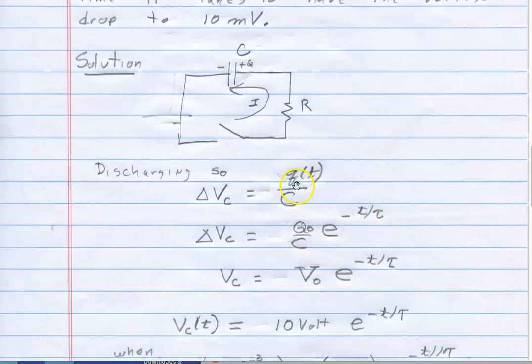And I know that for the discharging case, the charge on the capacitor is its initial charge, and it dies off exponentially. So for Q of t, I've got Q naught e to the minus t over tau. And then Q naught over C, well, that's the initial voltage that's on it. So I get the voltage on the capacitor at really any time t is its initial voltage times this exponential factor.